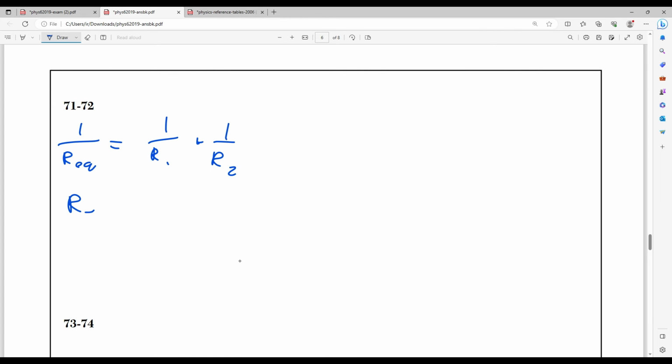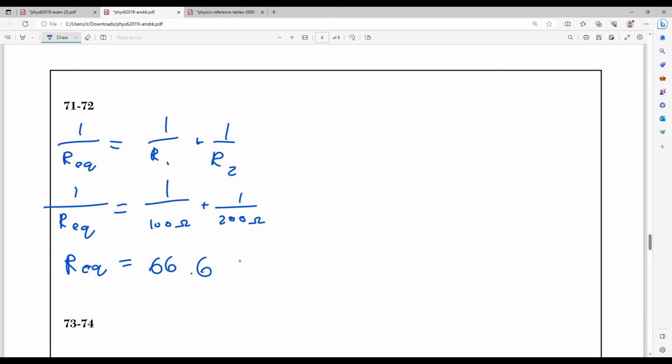Then I could write Req, oh, wait, almost messed up. Now I need a substitution with units, right? So 1 over Req is equal to 1 over our first resistor, which is 100 ohms, plus 1 over our second resistor, which is 200 ohms, right? And now I could write Req. I plug this into my calculator, solve for Req. I get Req, or the equivalent resistance, is equal to 66.67 ohms, right? And that's with units, so that gives me full credit.